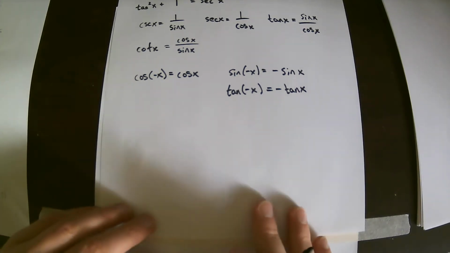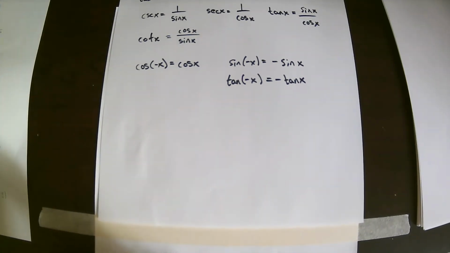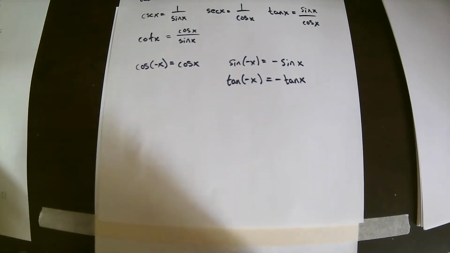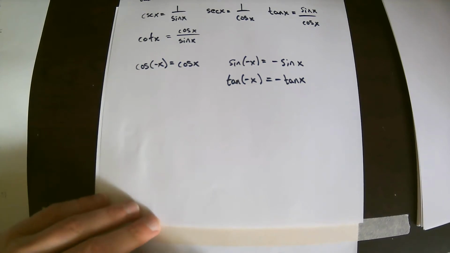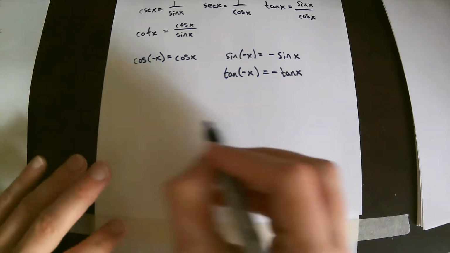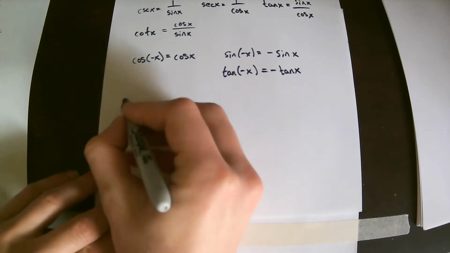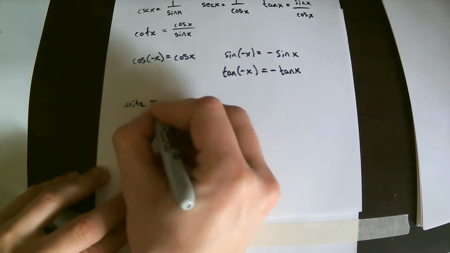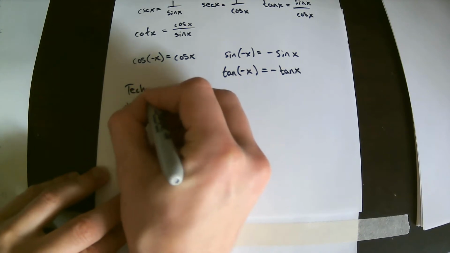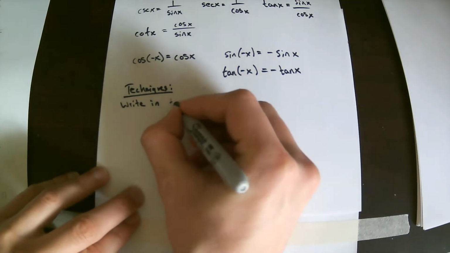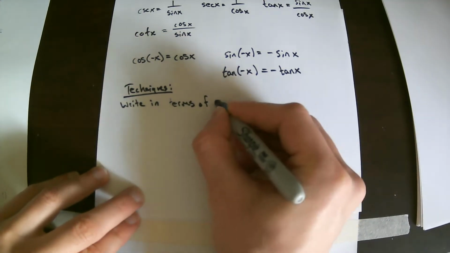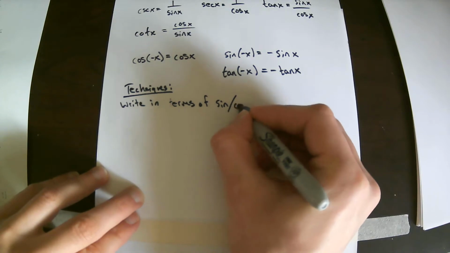So some techniques for proving these identities and simplifying these expressions. I feel like the best thing is really just to practice a lot. That's why I'm going to do a whole lot of problems here. But some techniques that do get used a lot, so here I'll call this techniques: write in terms of sine/cosine.